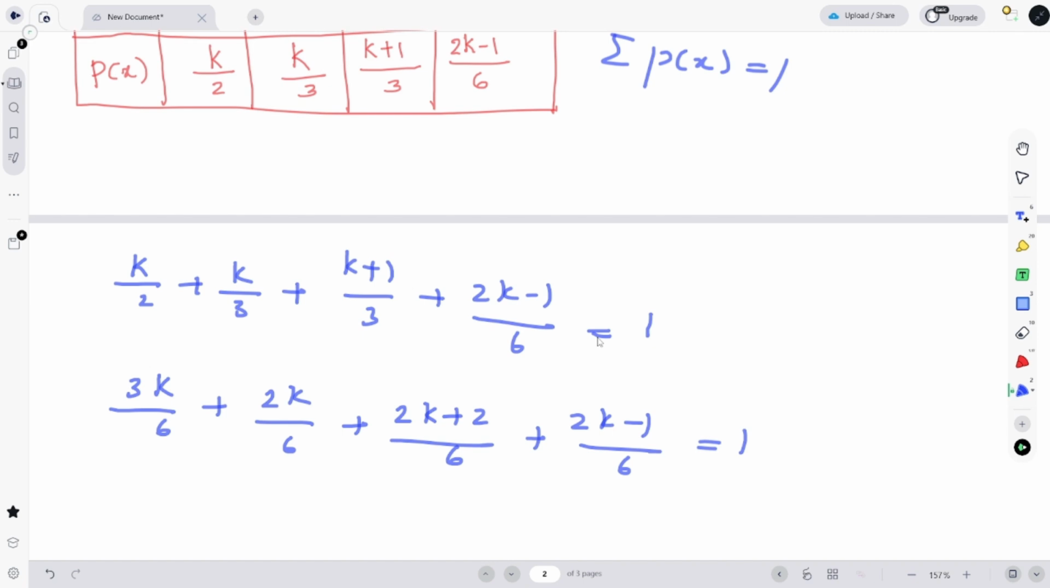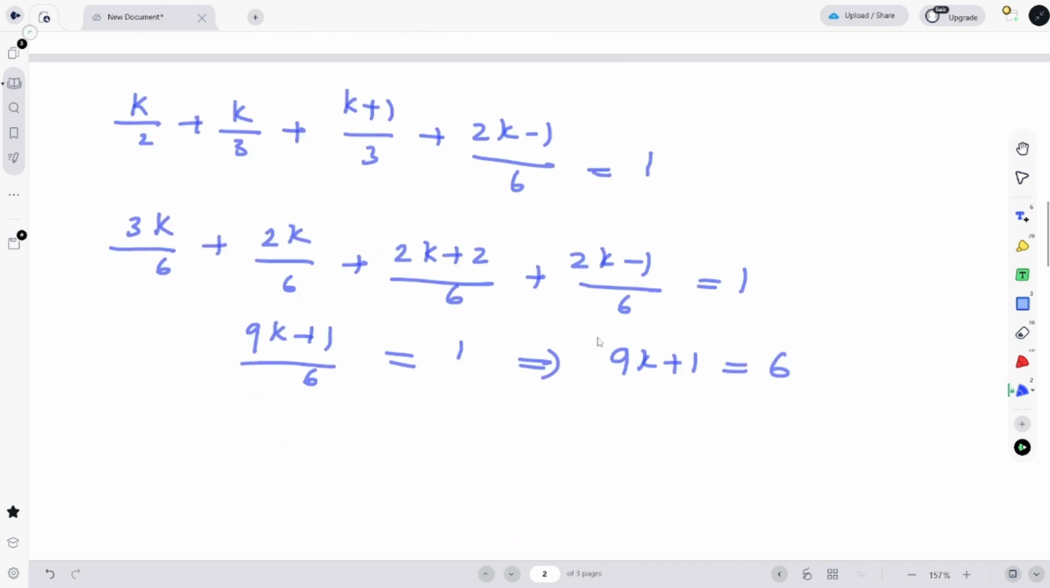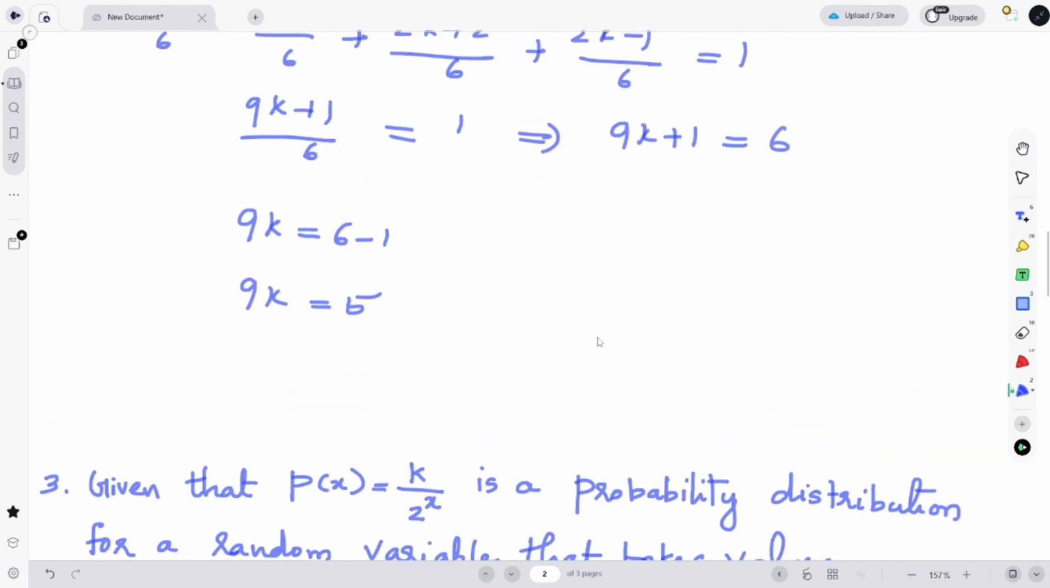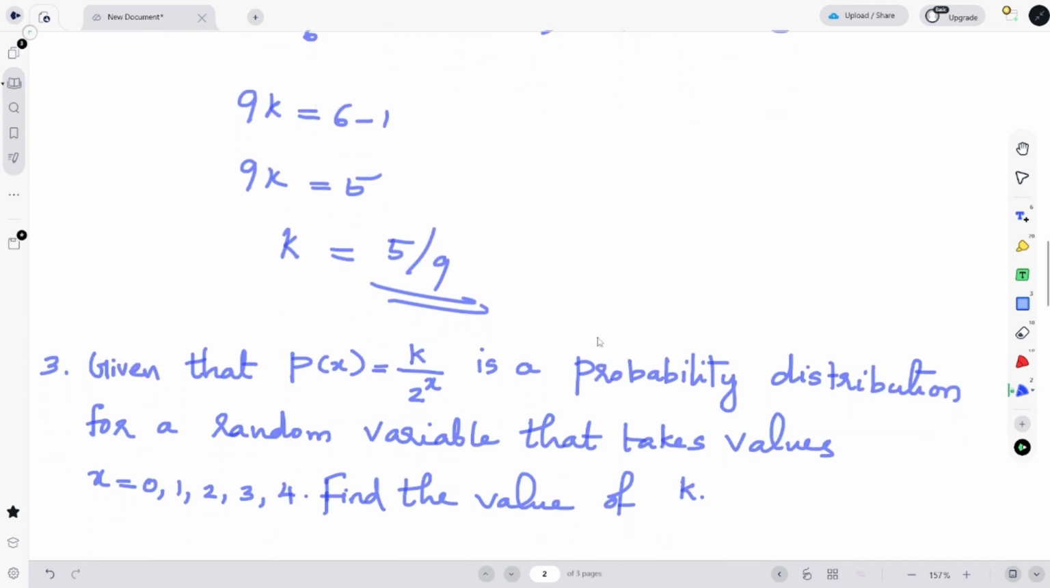Now adding and subtracting this, you will get 9k plus 1 by 6. That is 3k plus 2k plus 2k plus 2k, that is 9k. 2 minus 1, that is plus 1, equal to 1. From this you will get 9k plus 1 is equal to 6. Then you can write 9k equal to 6 minus 1, that is 9k equal to 5. From this you can write k equal to 5 by 9. That is the answer. Okay.